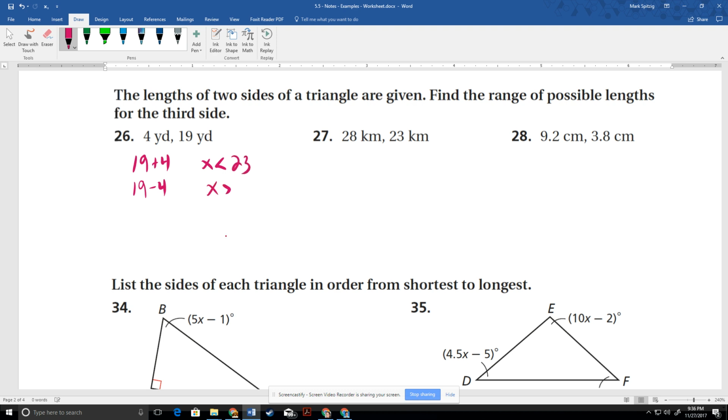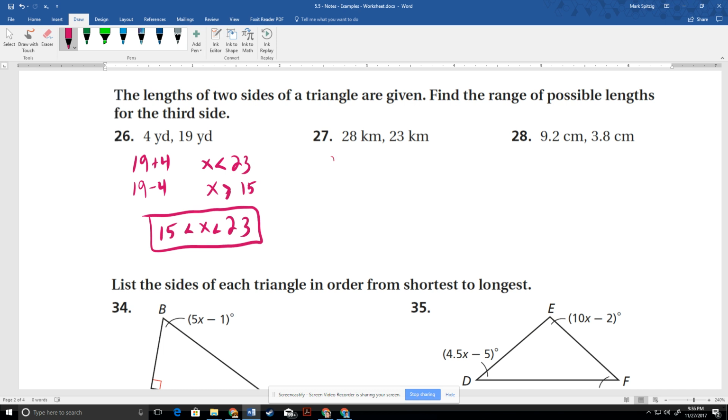X has to be greater than these when I subtract them. That's the difference between them. That was the word I was looking for. So we know that our side has to be between 15 and 23. So 15 has to be less than x, which is less than 23.